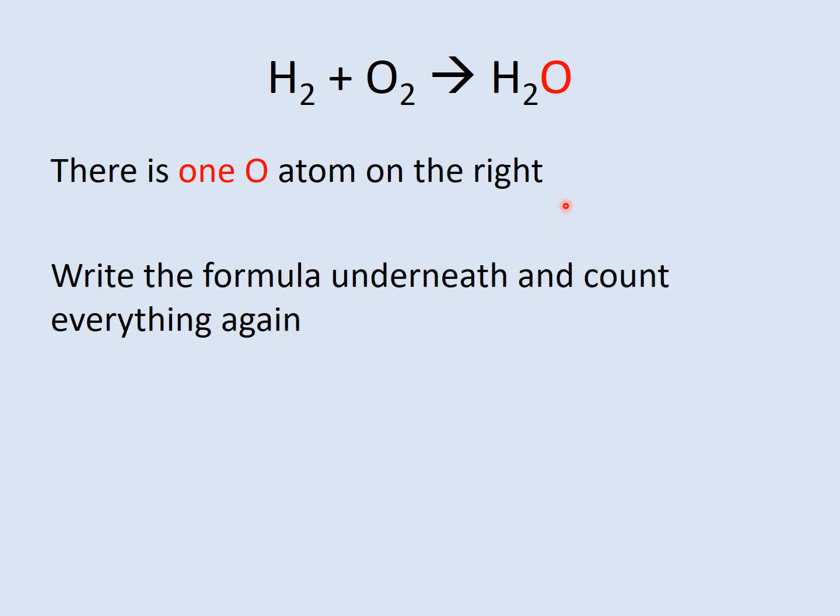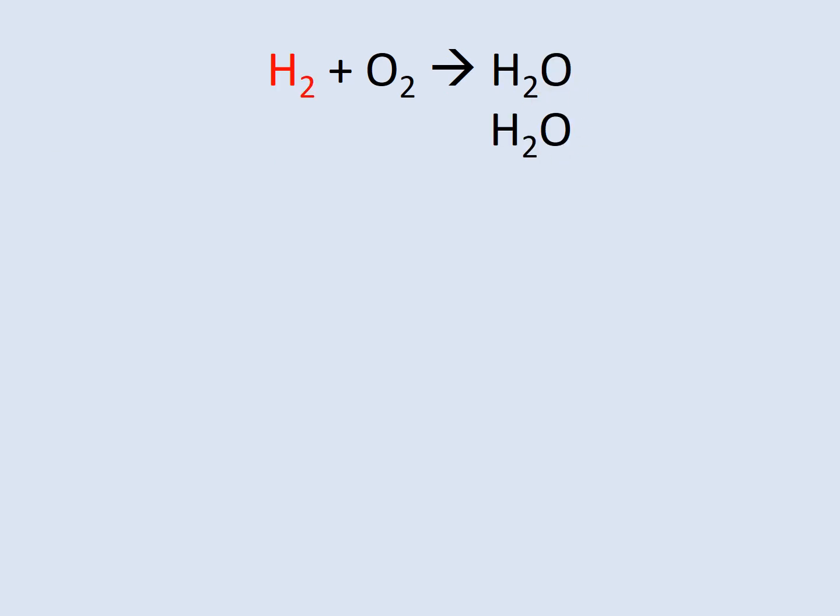Well, what we don't do is write a little 2 there, because that would change the chemical formula to H2O2, which is not what is formed in this reaction. What you do is you write the formula underneath and count again. So we're going to write H2O under here and count everything again. So there we go, we've written H2O underneath and we're counting everything again, and you can see we now have still 2 hydrogens on the left. But now you can see we've got 2 and another 2, so we've got 4 hydrogen atoms on the right.